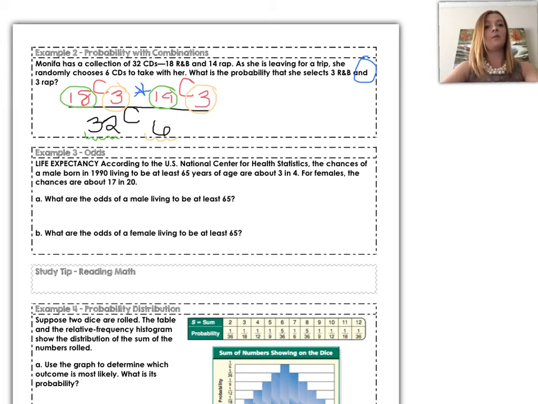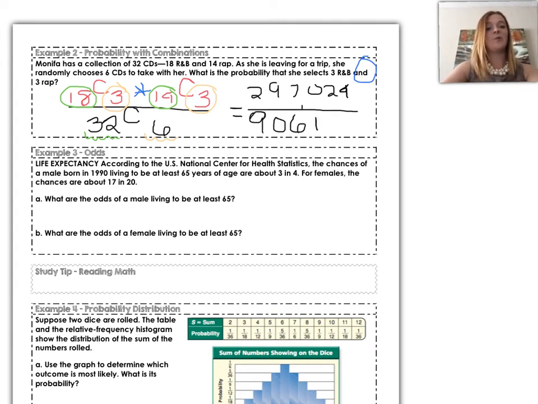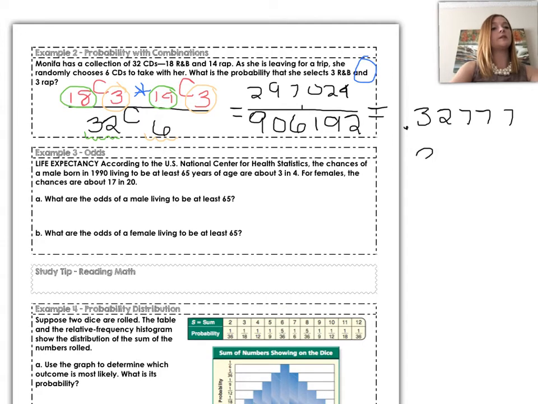Now, if we were to calculate this, 18 choose 3 times 14 choose 3, it ends up being a very large number. It ends up being 297,024, okay? My denominator, so we have 32 choose 6, and that ends up being 906,192. Now, if we divide the specific by the total, we get approximately 0.32777, or what you can simply say is we have a 33% chance of selecting 3 R&B and 3 rap.